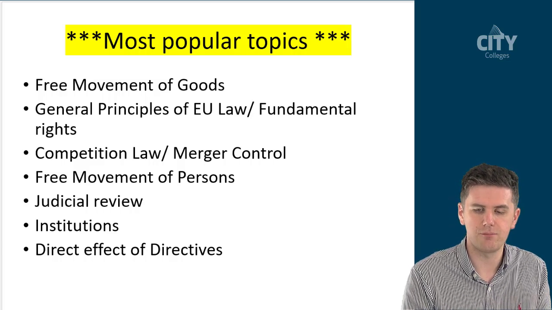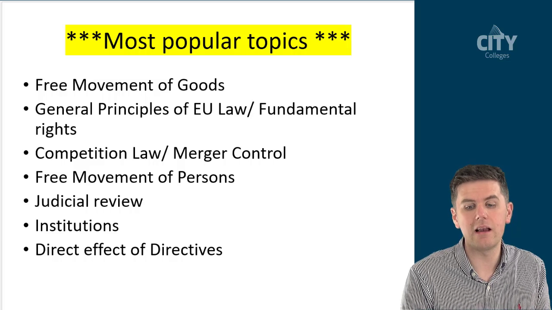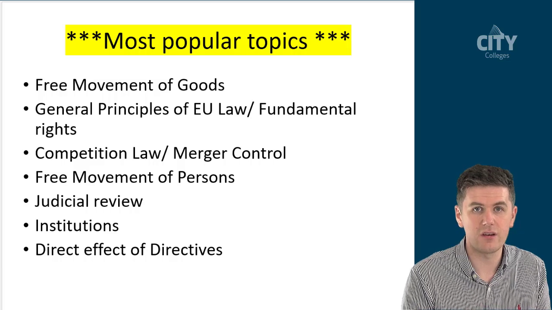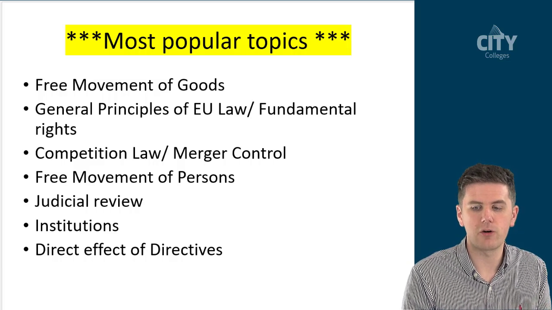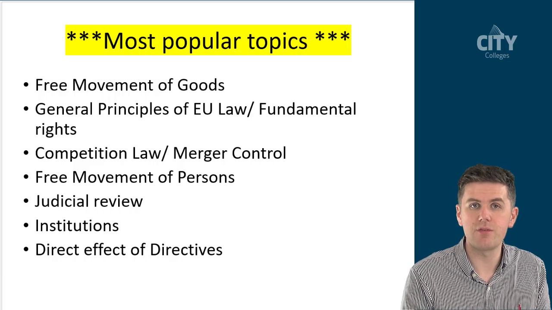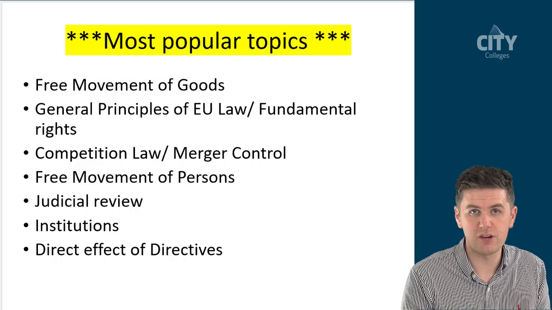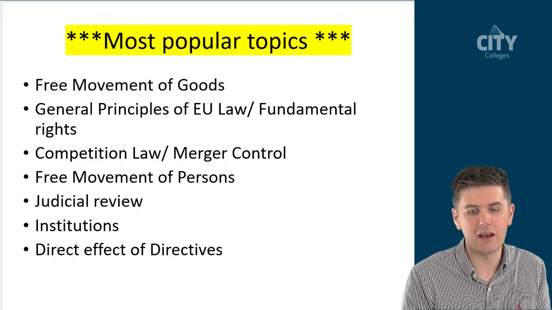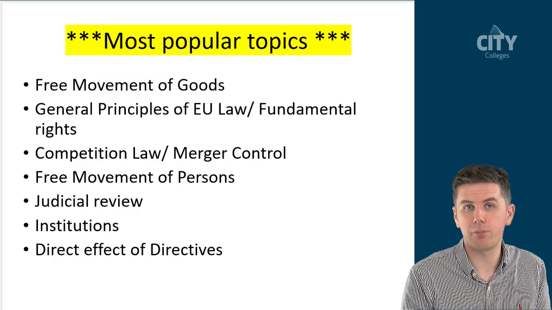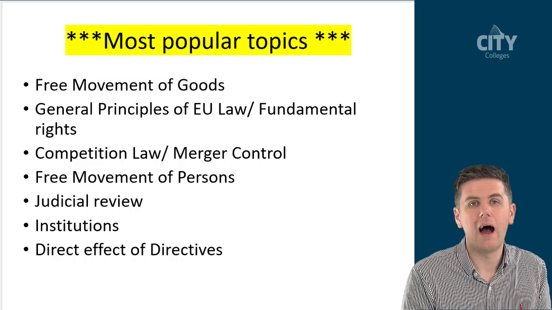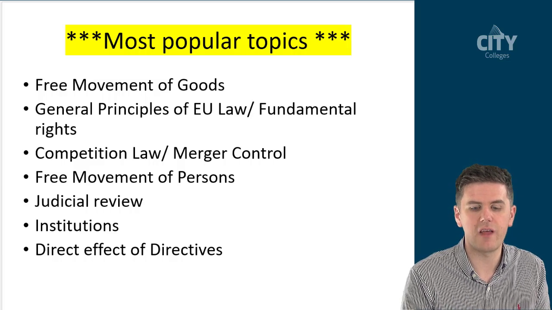on the fundamental rights. Competition law, again, has been relatively popular. The question on agreements, concerted practices and decisions is a very popular question. Merger control hasn't come up for some time. Sometimes the examiner will ask A, which is on competition law, or B, which is on merger control. So that's again a very popular topic. Free movement of persons, again another topic that has come up in every single paper except for one, I think, a couple of papers ago. And again, students will be very prepared for that.